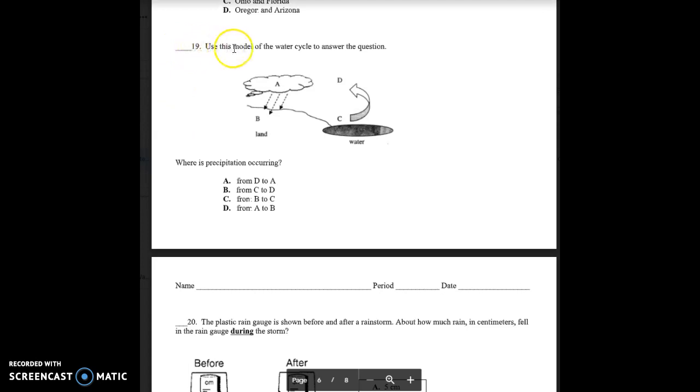Number 19. Use this model of the water cycle to answer the question. Where is precipitation occurring? A. From D to A. B. From C to D. C. From B to C. D. From A to B.